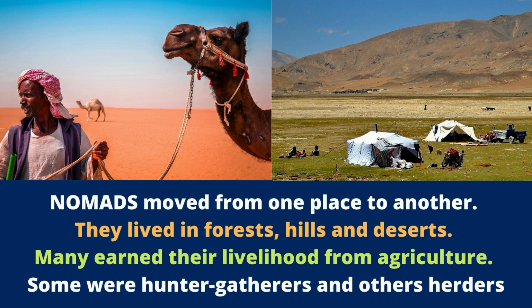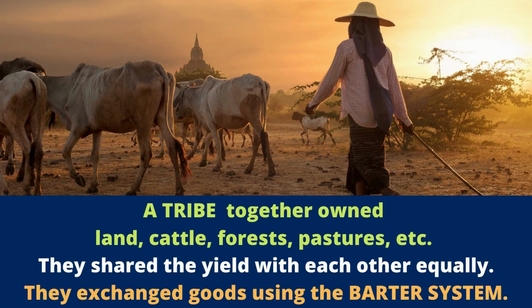Many earned their livelihood from agriculture. Some were hunter-gatherers and others were herders. Although tribal societies moved from one place to another, did you know that a tribe could together own land and cattle, sometimes even forests and pastures? They shared the yield with each other equally. They even exchanged goods between tribal communities using the barter system.